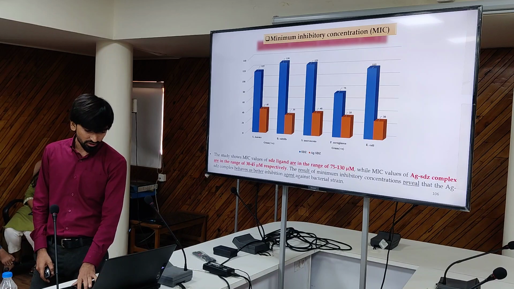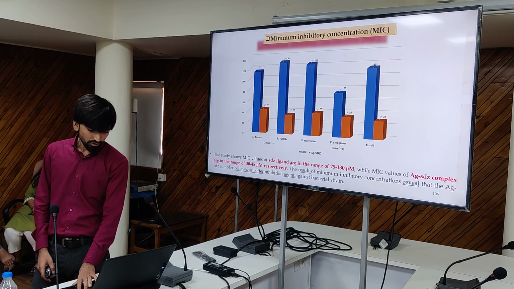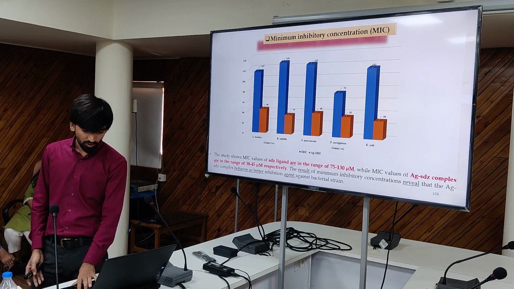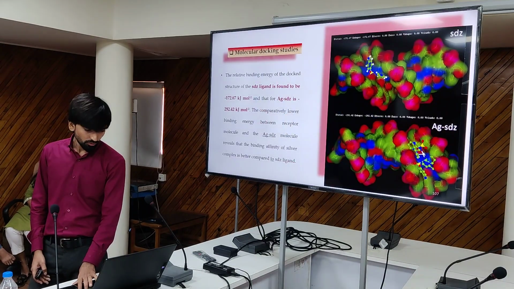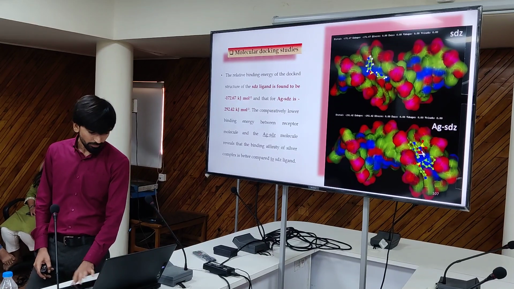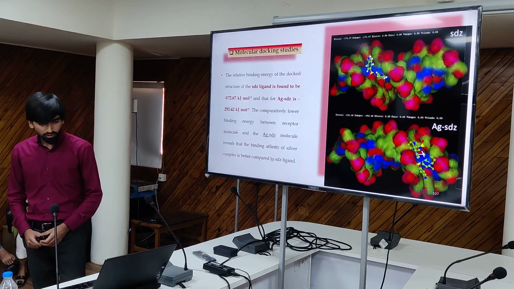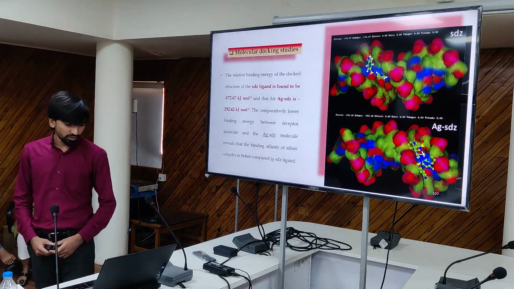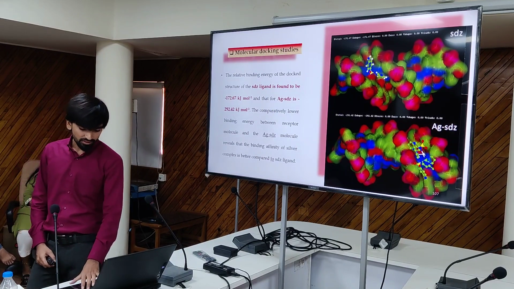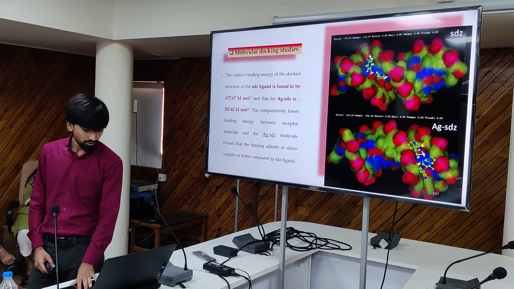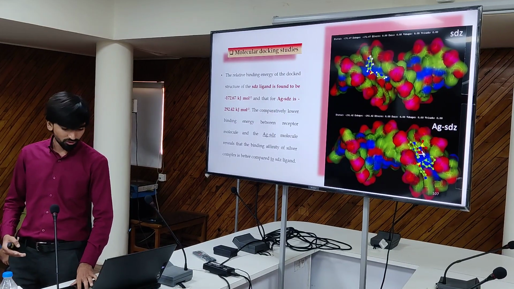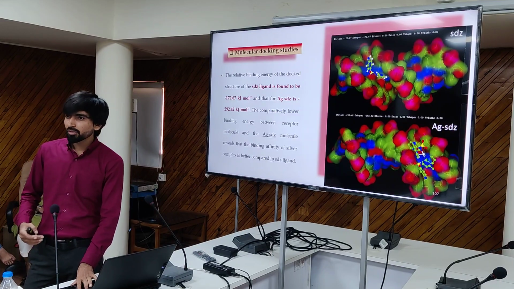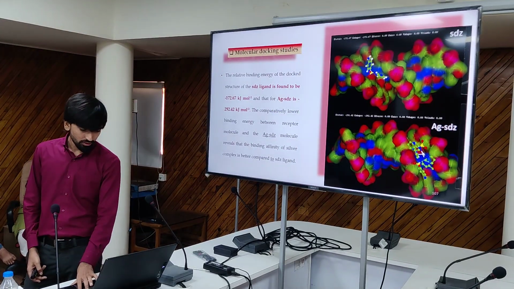Minimum inhibitory concentration. See in the figure, in the case of the metal complex, we require a lesser amount of the compound to inhibit the bacteria compared to the sulfadiazine molecule. The molecular docking score suggests that in the case of the sulfadiazine molecule it is around minus 0.72, and in the case of silver sulfadiazine it is around minus 2.92. So it means that the silver complex has more binding strength compared to the sulfadiazine molecule.